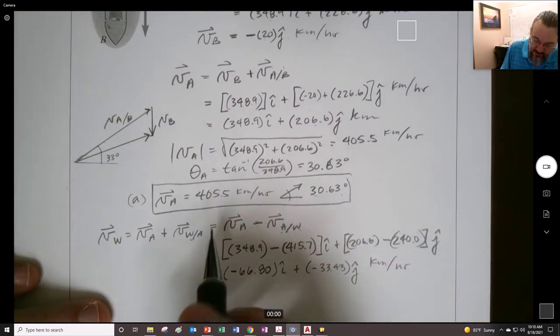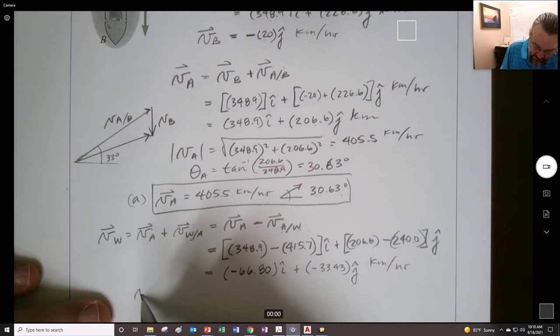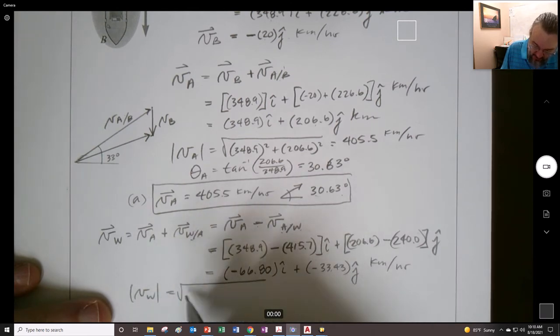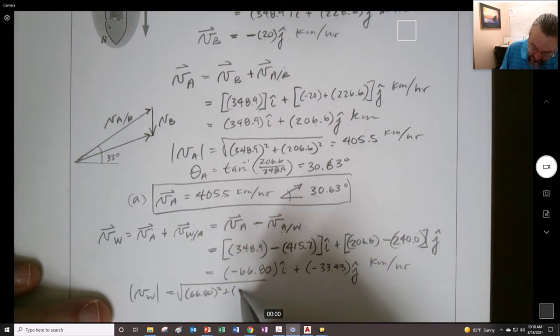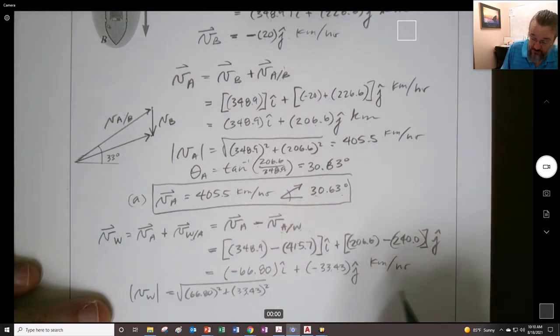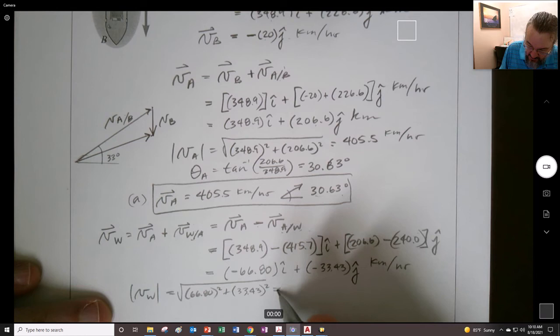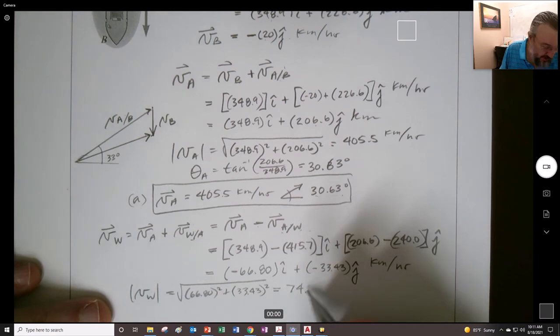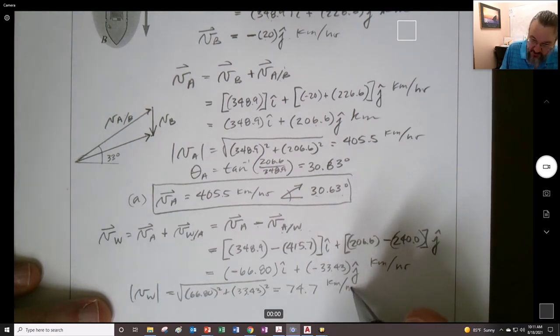And so that's the answer, but we want direction. We want magnitude and direction because we want speed. So the velocity of the wind is going to be equal to the square root of 66.80 squared plus 33.43 squared. And that's going to equal, I didn't get out the number. I dropped the sig fig here. I'm at 3 sig figs for the answer.